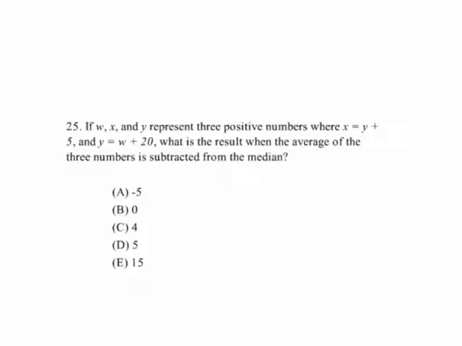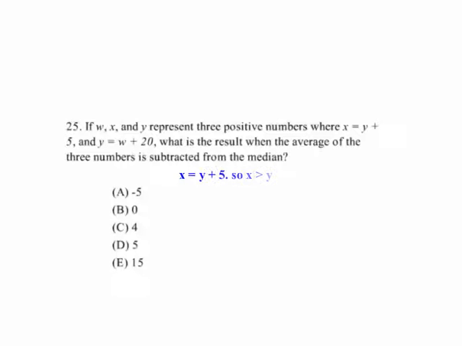This is a pretty convoluted problem, and yet it's not that hard to do. We've got to get the numbers out of the words so that it makes sense. It says x, y, and z represent three positive integers where x equals y plus 5 and y equals w plus 20. What's the result when the average of these numbers is subtracted from the median? Okay, let's look at this. We've got to find out which one is the median.